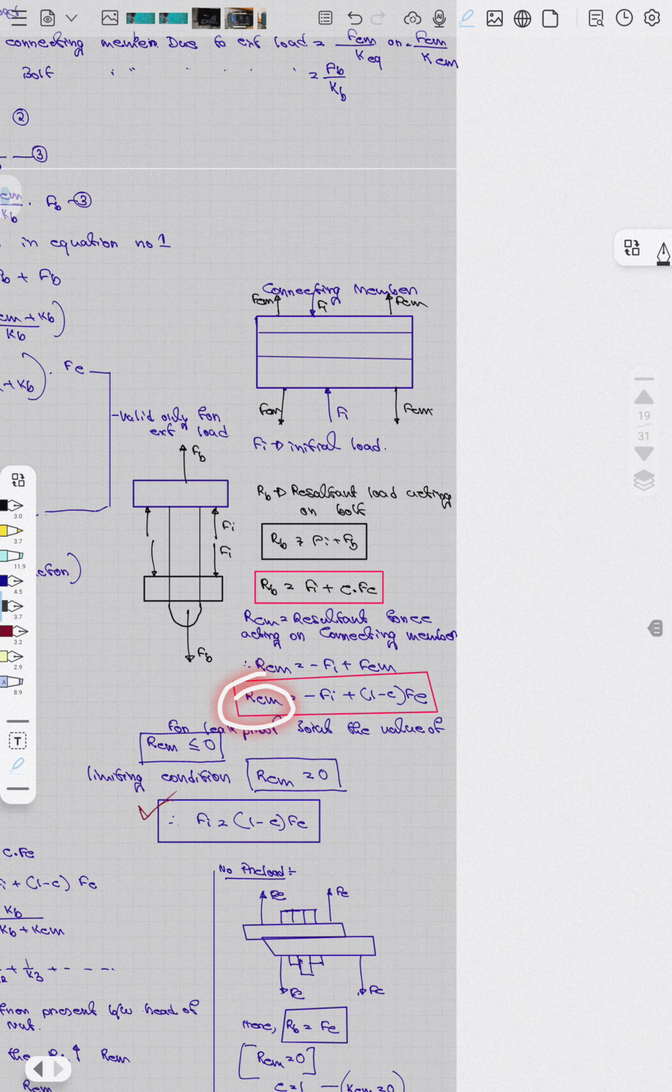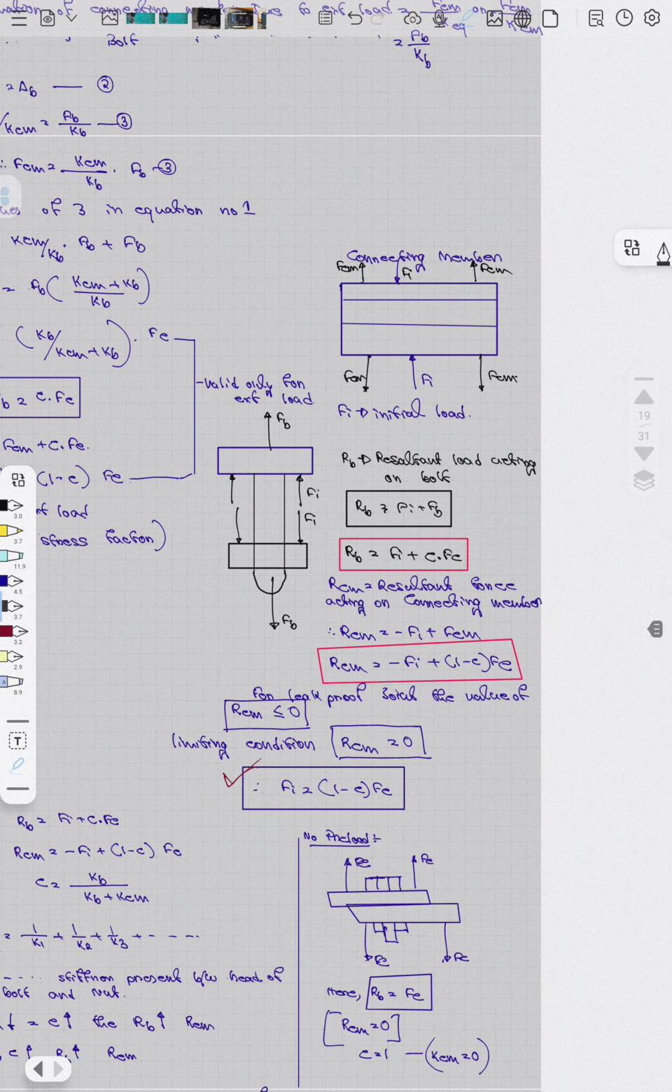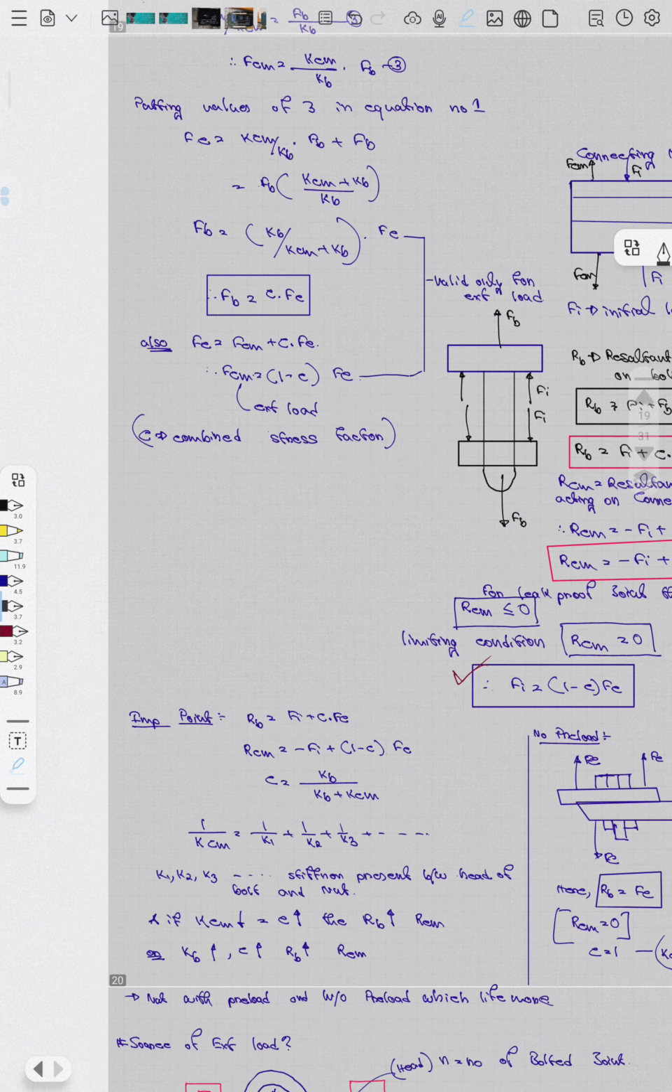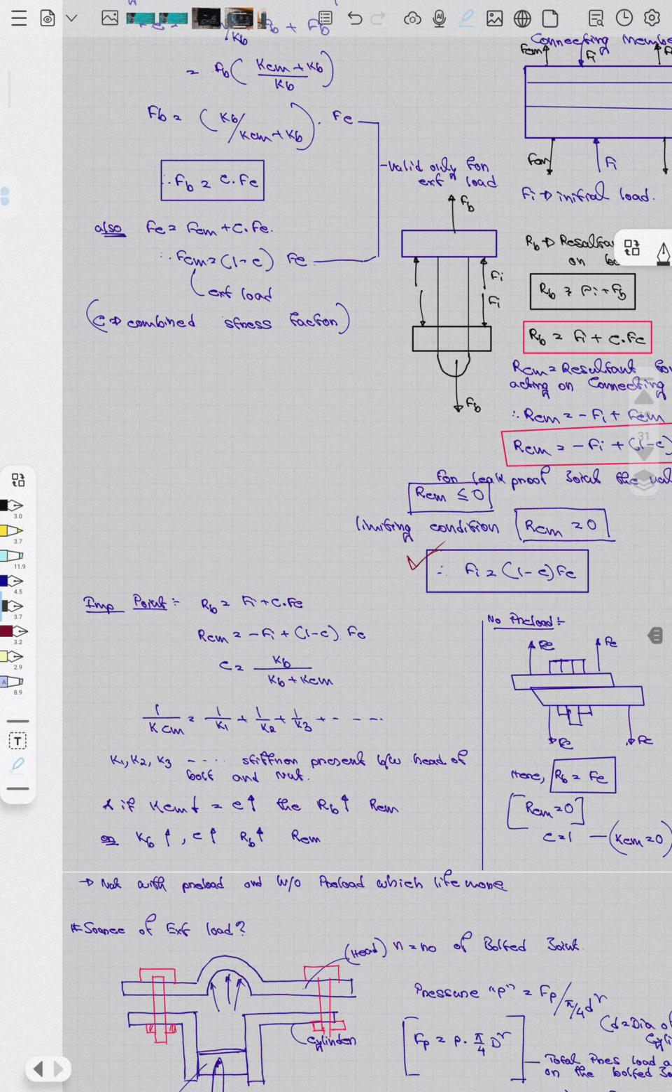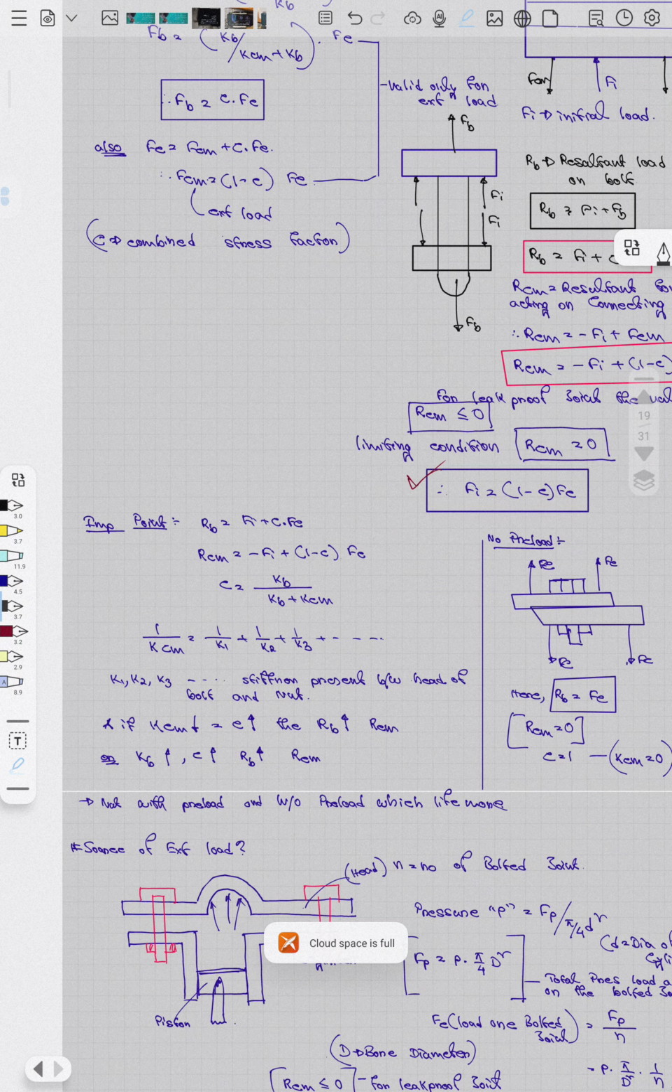Now the main important point is that for a leak proof joint, the connecting member resultant force RCM has to be less than 0. If RCM is less than 0, then Fi equals 1 minus C into FC. Important is that RB equals Fi plus C into FC, where C equals KB by KB plus KM. So the KCM value is decreasing and the C value is increasing.